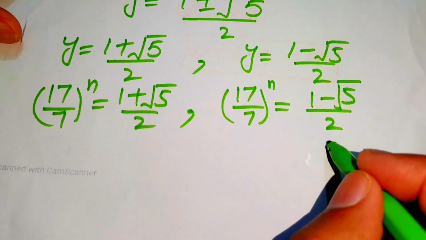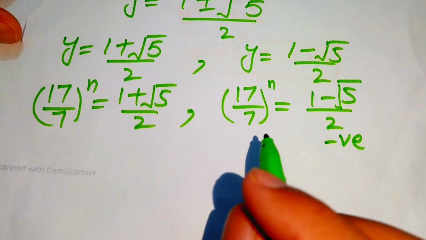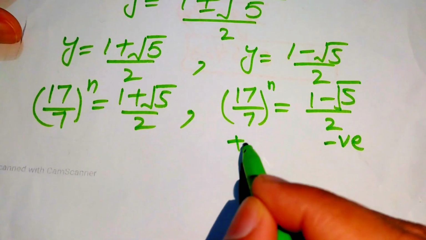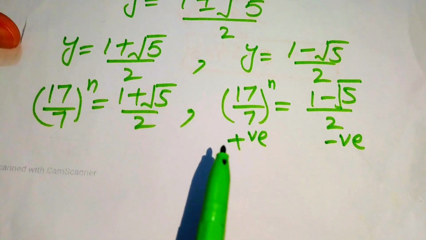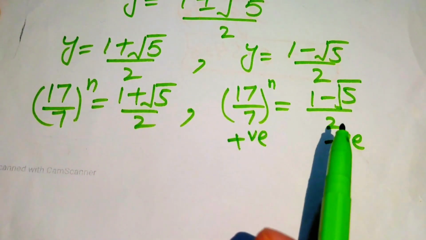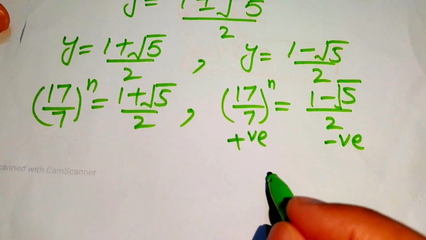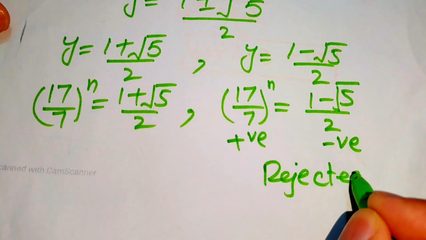In this case you see that this expression gives us a negative value, but this is an exponential function, and an exponential function always gives us a positive value. An exponential function cannot give us a negative value, so it is not possible for an exponential function to equal some negative value. So we reject this case because it is not possible.